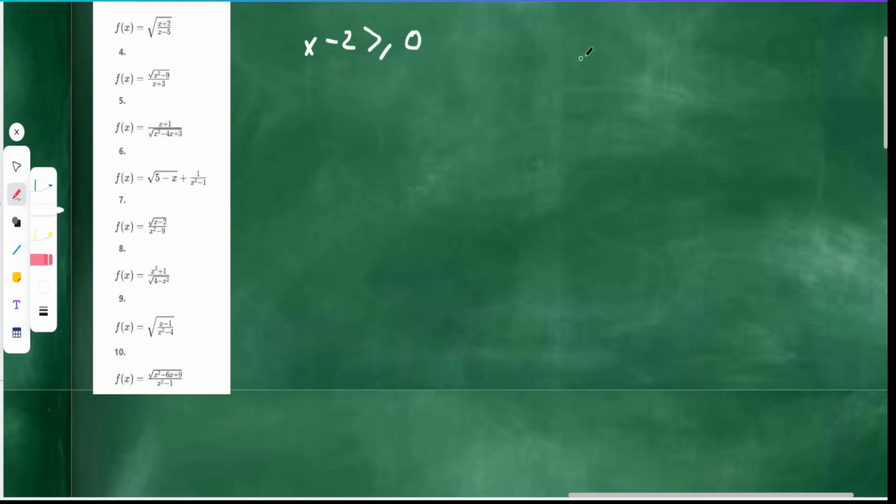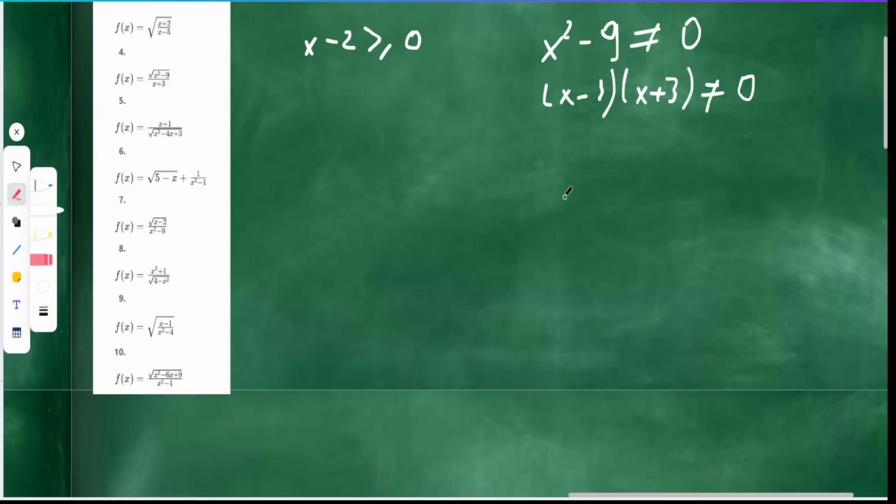In the denominator we have x squared minus 9, which is not under the square root, so it only has to be not equal to 0. It follows that (x minus 3)(x plus 3) does not equal 0. So x cannot be equal to 3, and x cannot be equal to minus 3. Here on both sides we can add 2. And we know that x has to be greater than or equal to 2.